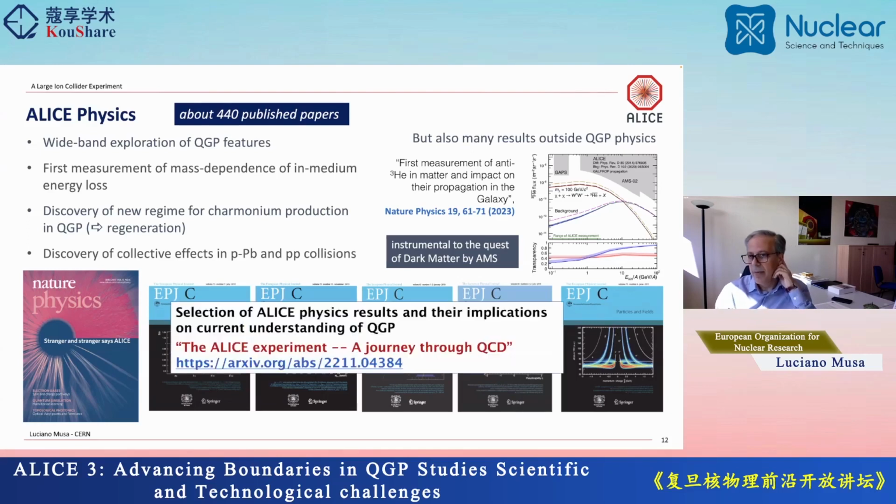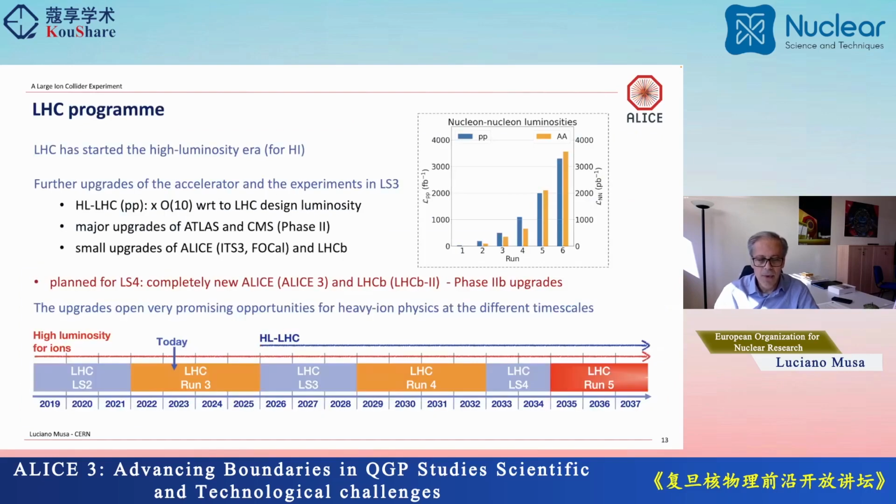Now, last year in July, we also published a sort of review paper with a selection of the ALICE physics results and a discussion of their implications on the current understanding of the QGP, and that is a good reference to see all the many results. But now let me move to the future. And this is really a bit the far future.